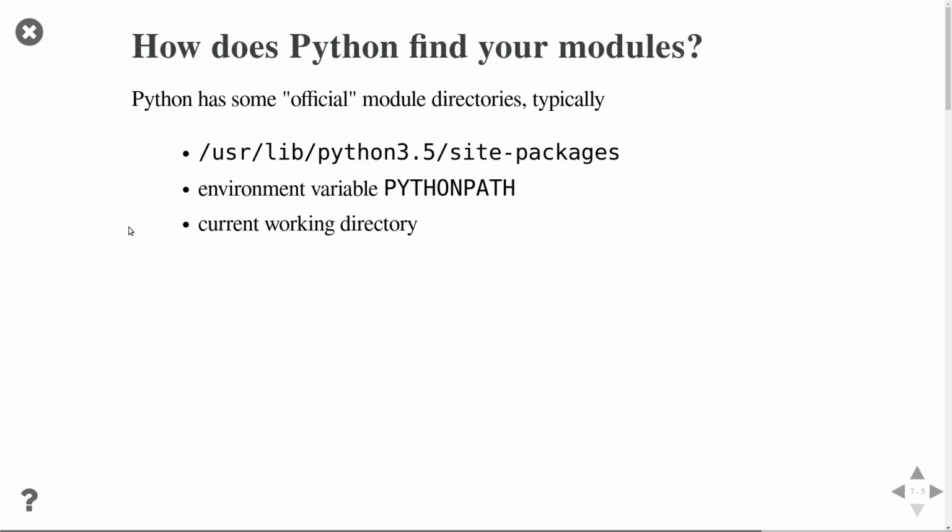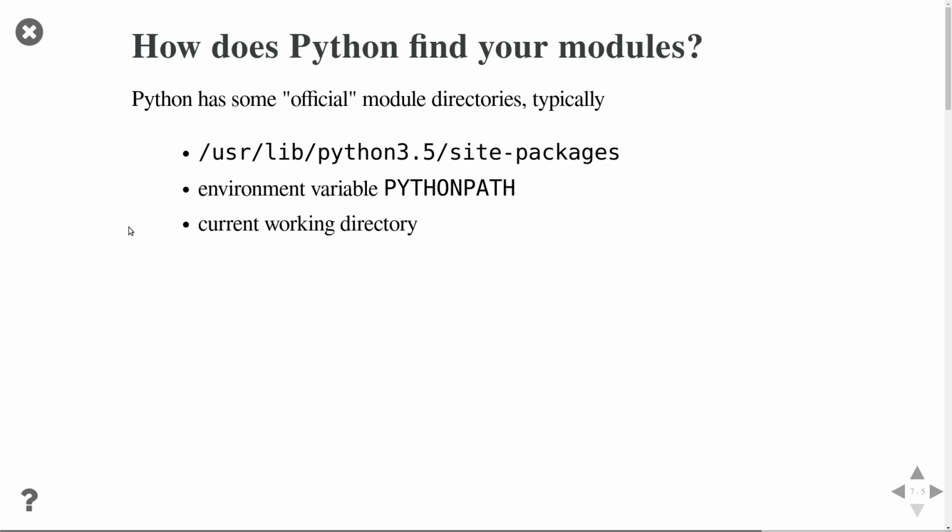So there's a valid question: how does Python find your module? There's a few different official module directories where Python looks for modules when you're trying to import it. The first one is some kind of system-wide directories, for example, usr/lib/python site-packages, where all the system-wide packages and modules are installed.